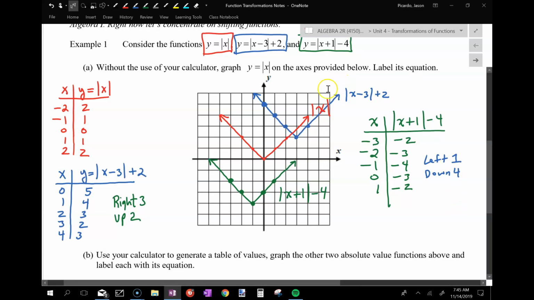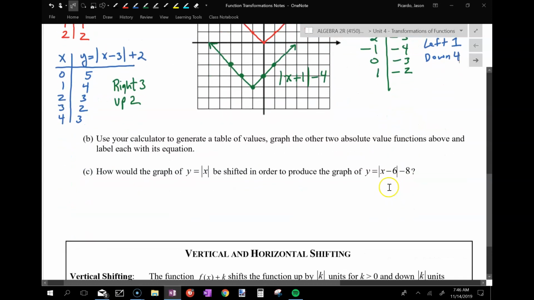Yeah, right? And so the hypothesis that you probably had was, okay, well, this is x minus 3. I had to go right 3, so it looks like I do the opposite of what this says. This says plus 2, I went up 2, so this looks like I do exactly what that does say. So for this one, I do the opposite of this, so I go left 1 and minus 4, down 4, and that's exactly what we did. So what's our rule? We do the opposite of what's in here, and we do exactly what this says. This is left and right. This is up and down. Okay? And you see it happen, right?